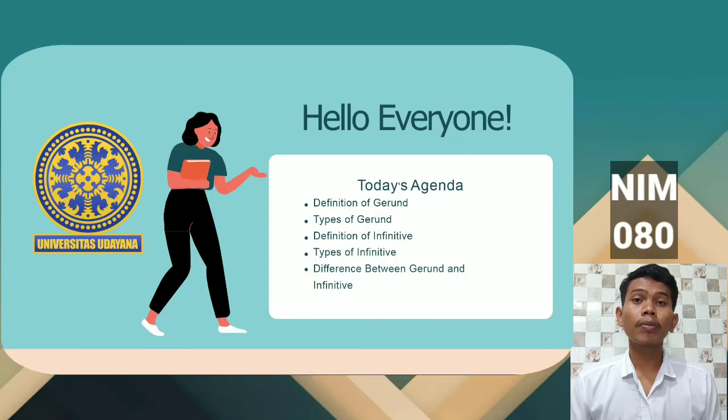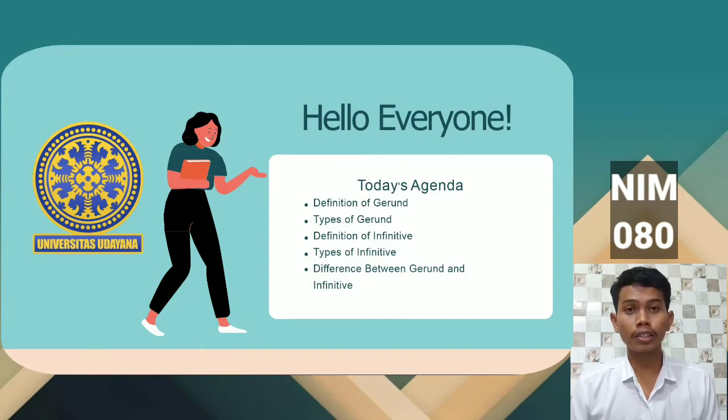We are group 3 from E-Class, Informatics of Udayana University, where in this video we will explain gerunds and infinitives to our understanding. We will divide this video into 5 big parts: the first is definition of gerunds, the second types of gerunds, the third definition of infinitive, the fourth types of infinitive, and the last difference between gerund and infinitive. So, I am Kadek Adhi Suryantha, will explain the first part.